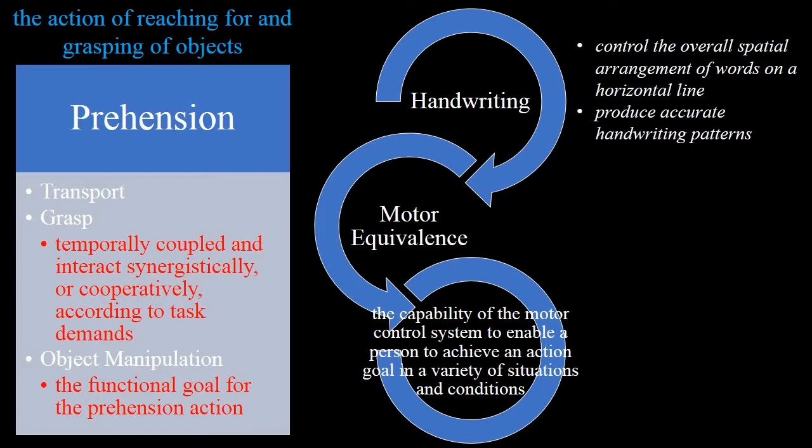Vision performs two distinct functions in the control of handwriting: control of the overall spatial arrangement of words on a horizontal line and the production of accurate handwriting patterns, that is, the appropriate strokes and letters required for the written material.